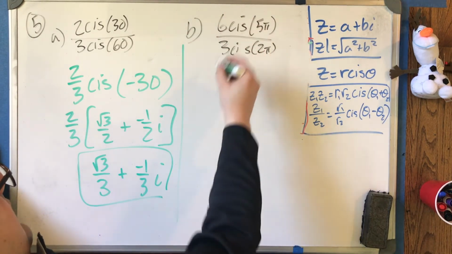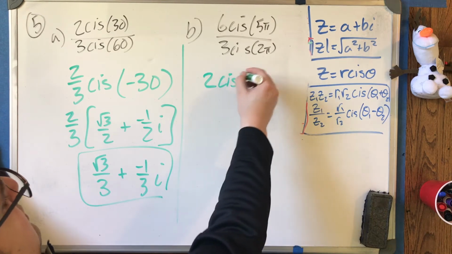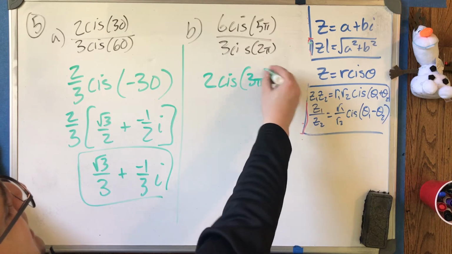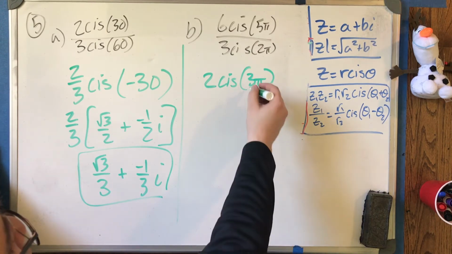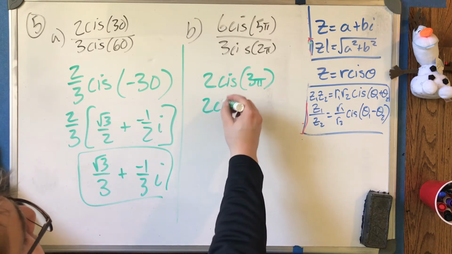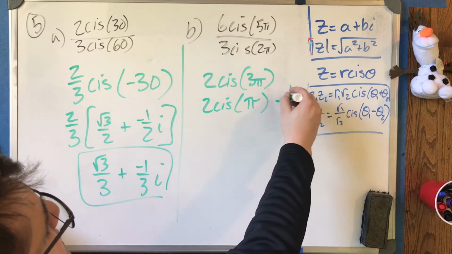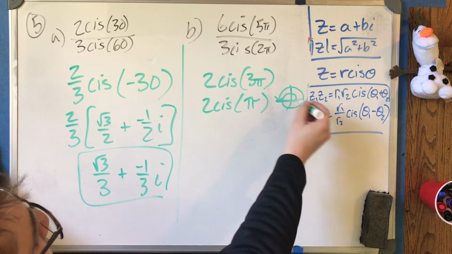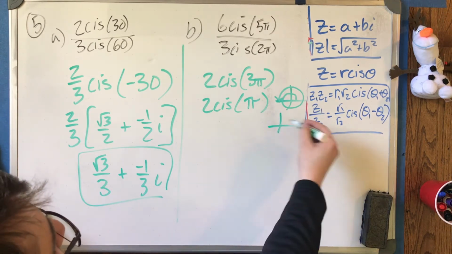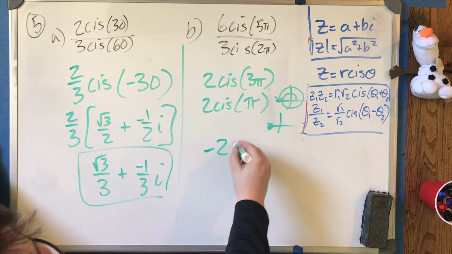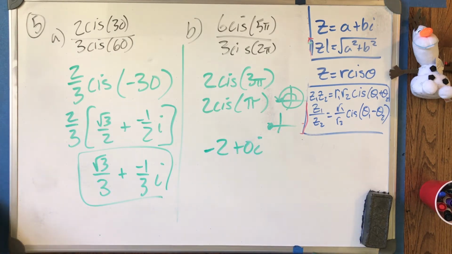Same thing, 6 divided by 3, that's 2, pretty sure, almost positive. 5 pi minus 2 pi, that's going to be 3 pi. All right, so 3 pi, we could find a coterminal angle to that. That's the same as just pi, right? If we go 1, 2, there's 3 pi, so we could have just said pi. And graphically, this is really easy to figure out what it's going to be. It's going to be negative 2 plus 0i.